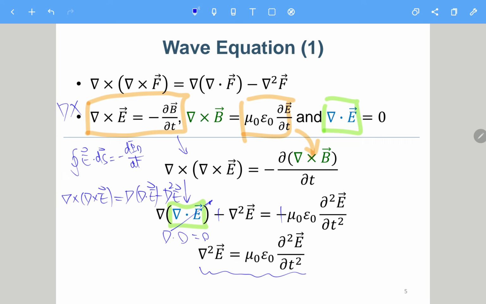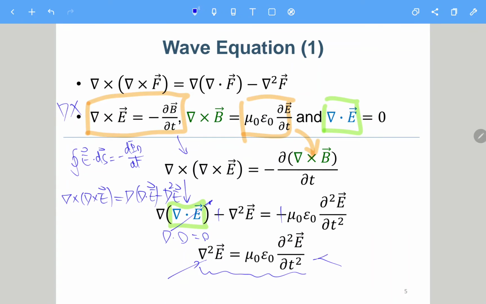So this is the wave equation for the E field. We have the Laplacian of E equals mu naught epsilon naught times the second partial derivative of E with respect to time. So this is the derivative with respect to the space domain, and this is the derivative with respect to the time domain. So this predicts how the E field is changing with respect to space and with respect to time, and then it will start propagating over the space.